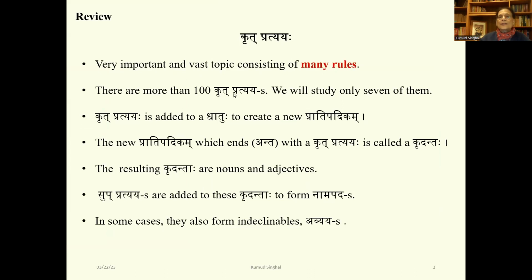There are more than 100 krit pratyayas, and we will study only 7 of them, the most commonly used. Krit pratyaya is added to a dhatuhu to create a new pratipadikam. The new pratipadikam, which ends with a krit pratyaya, is called a kridantaha. Krit plus antaha. The ta becomes a tha. The resulting kridantas are nouns or adjectives. Now, once you have a pratipadikam, then supratyayas are added to these kridantas to form nampadas. And in some cases, they also form indeclinables or avvayas.